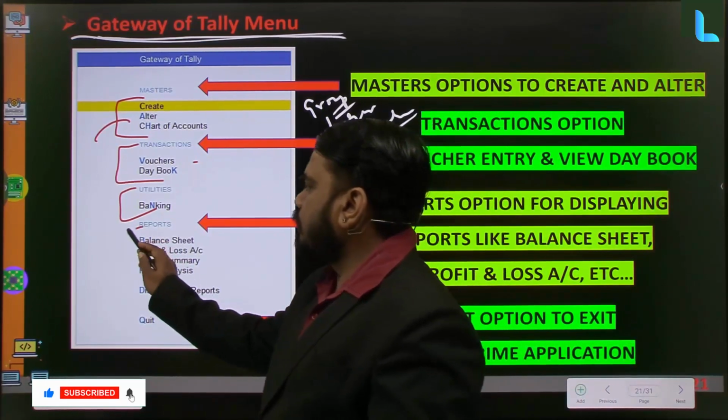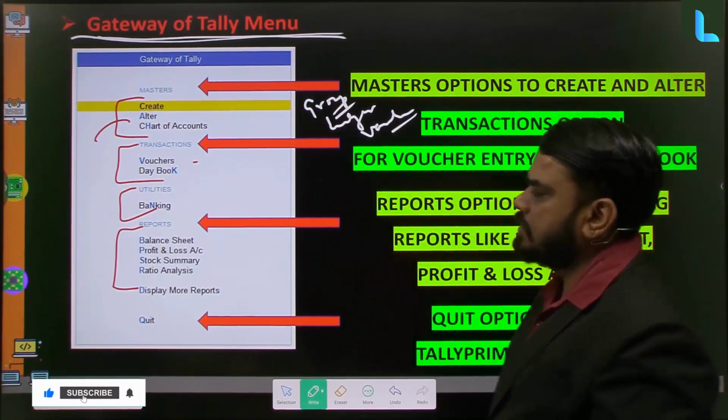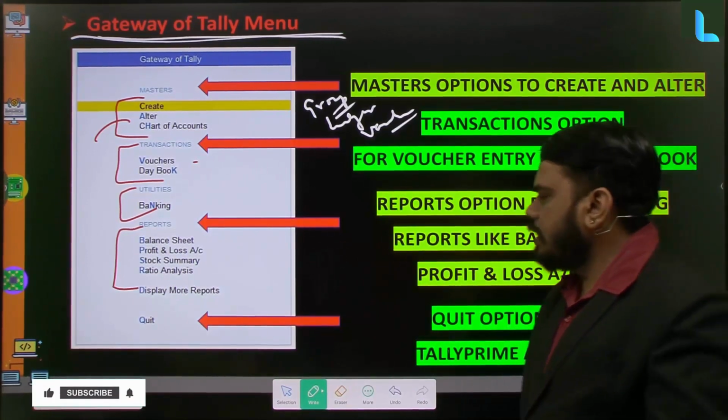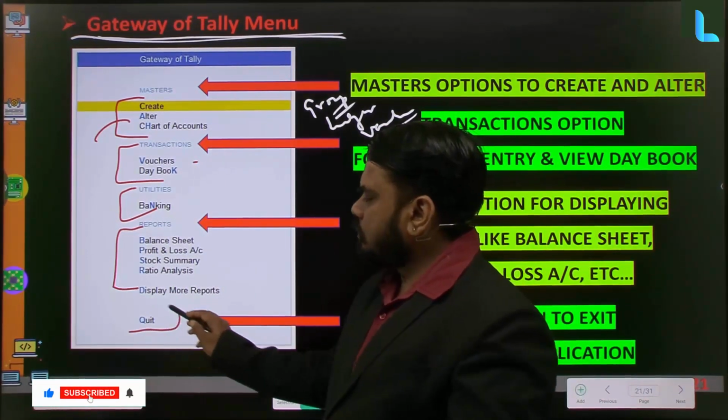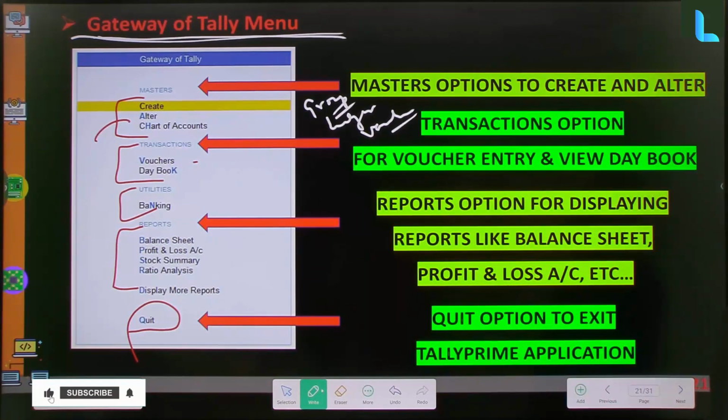Then you have the reports section. Here you can view the balance sheet, profit and loss account, stock summary, ratio analysis and other types of reports. Finally you will find the quit option. When you select the quit option, the Tally application closes. So these are the details of the Gateway of Tally menu.